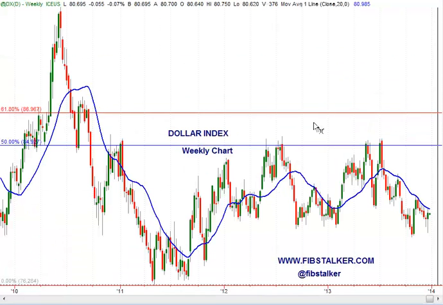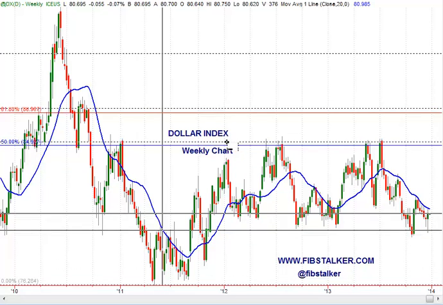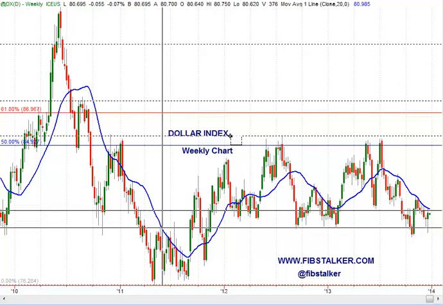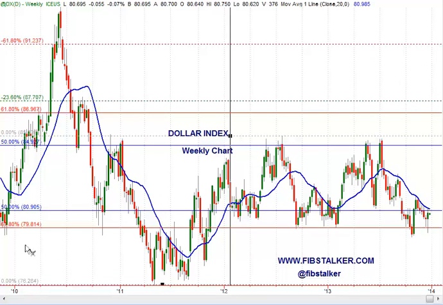For the dollar index, there is not a lot to say. In the weekly chart, we have showed the existence now since months, if not years, of this 84, 85 level, and that's the line in the sand for Bernanke. And I also want you to notice that there was a failure of this 79.81.